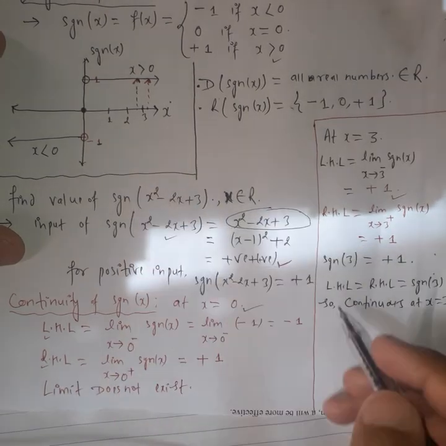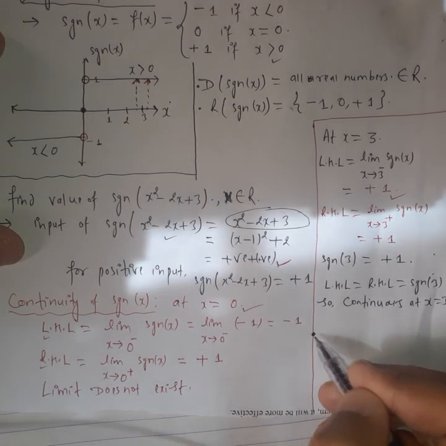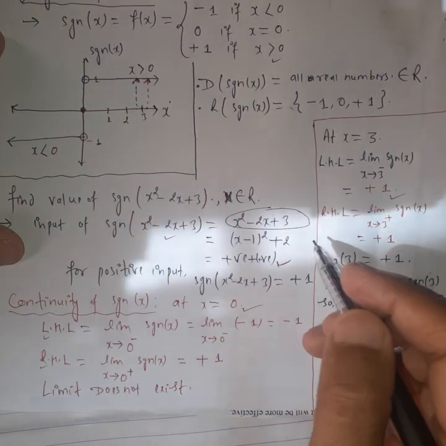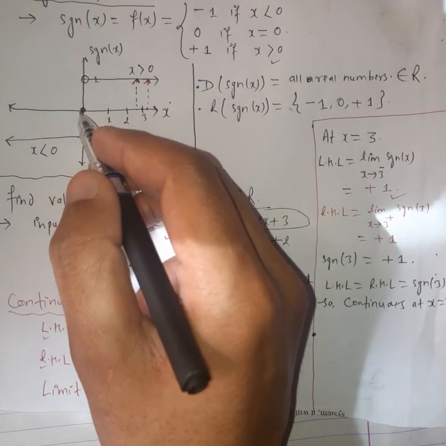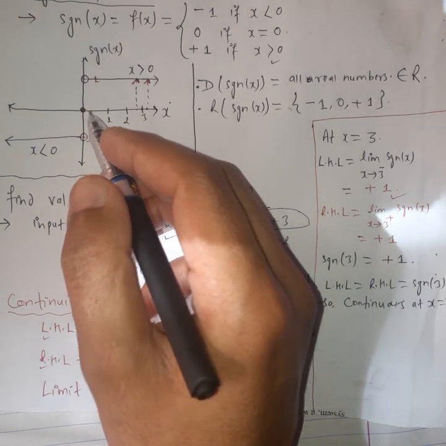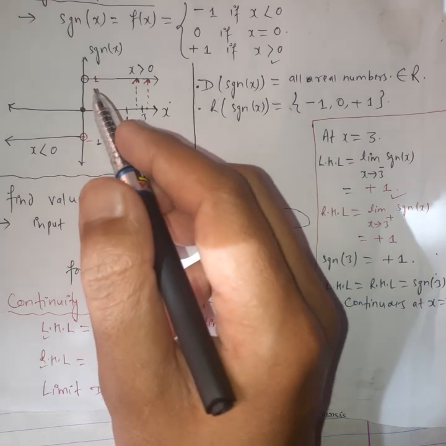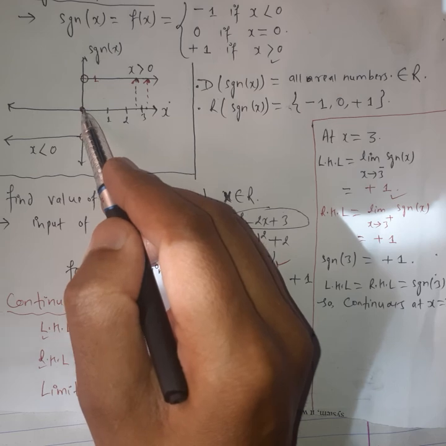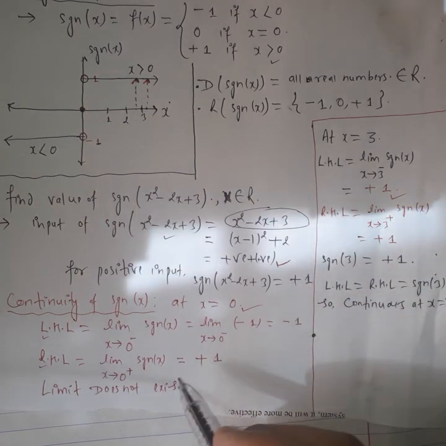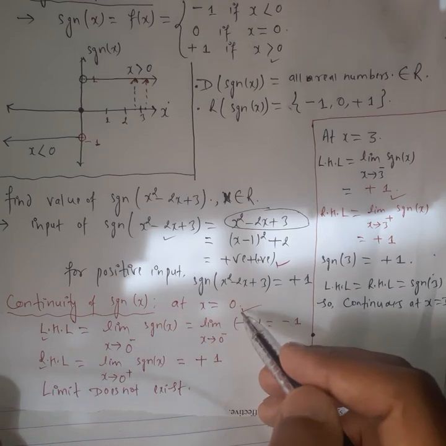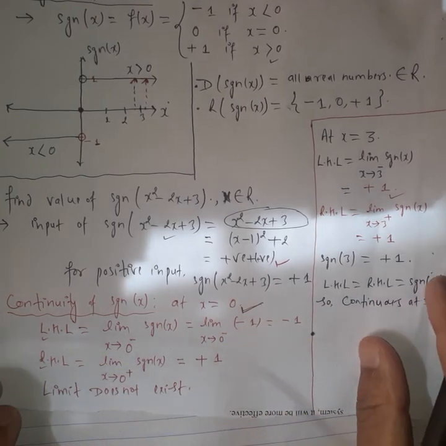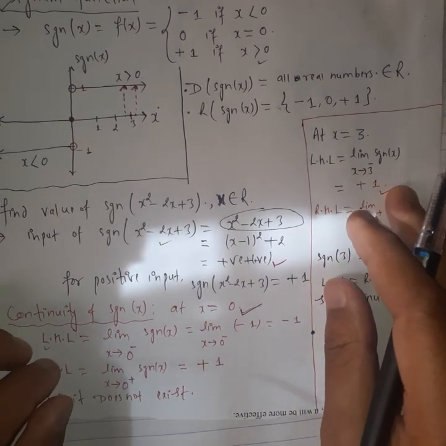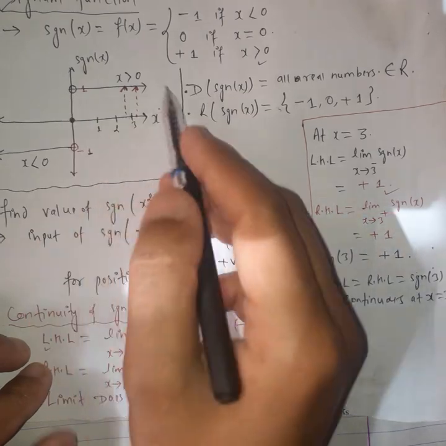Remember, a very important note on the signum function: the signum function is continuous everywhere except 0. The signum function is continuous at every point except x equals 0. At x equals 0, it is discontinuous. We already proved it here. At x equals 0, the signum function is discontinuous, and at the other points it will be continuous. We can easily observe this from the graph also.